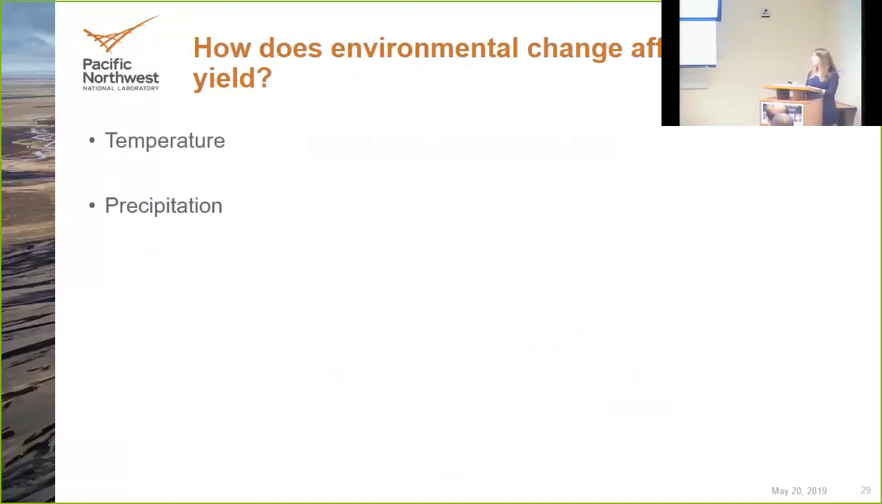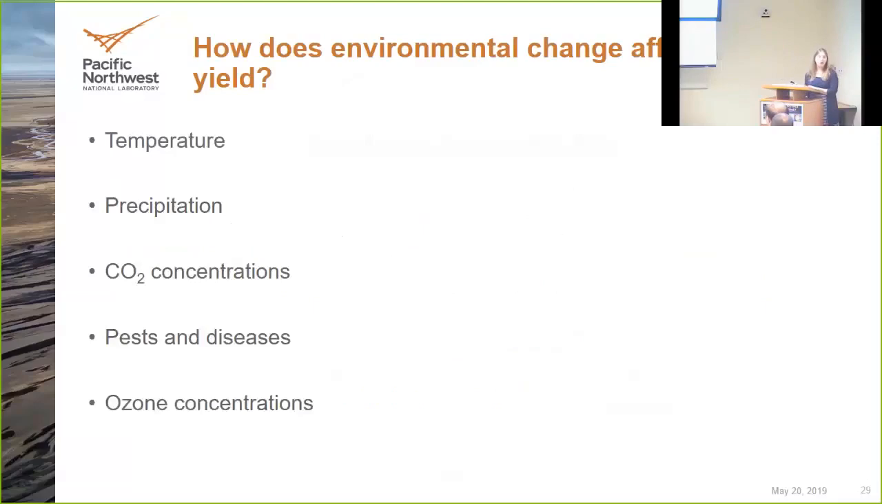Precipitation also affects it, as does CO2 concentration, pests and disease, and ozone. All of these things affect your yield in the future, and all of those are evolving as our human systems change over time. And the direction varies. Again, for both temperature and precipitation, it could be a positive or negative effect depending on the sign and magnitude of the change and where you're starting from.